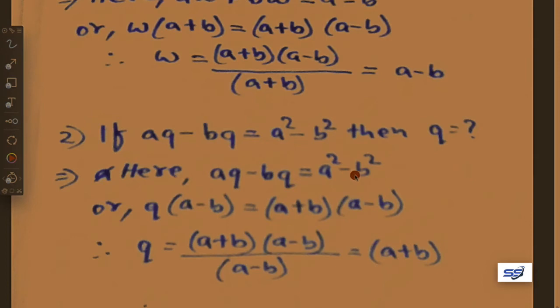Now this shall be expanded as per our algebraic formula, a square minus b square is a plus b and a minus b. Therefore q equals a plus b, a minus b upon a minus b. The upper one is divided by the lower one. Here a minus b is similar, so both are cancelled and we get a plus b. Therefore the value of q is a plus b. In this way, in the first rule we get the value of w as a minus b, and in the second rule we get the value of q as a plus b.